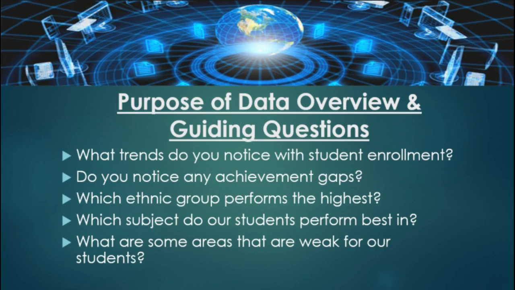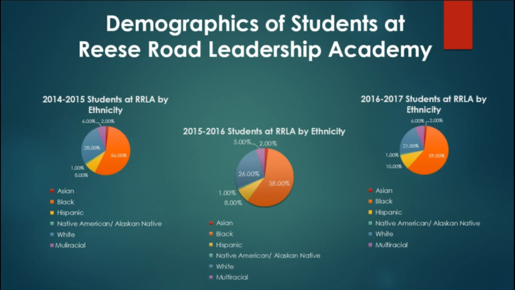Here are some guiding questions that will help us in determining achievement gaps, strengths, and weaknesses. What trends do you notice with student enrollment? Do you notice any achievement gaps? Which ethnic group performs the highest? Which subject do our students perform the best in? And what are some areas that are weak for our students? With the UDP, Using Data process, teachers are looking at multiple data points and determining trends.